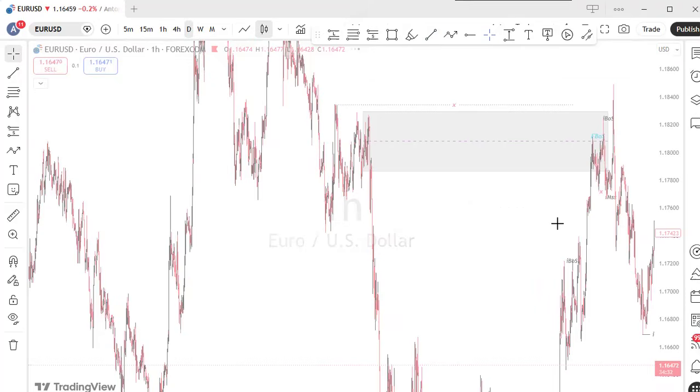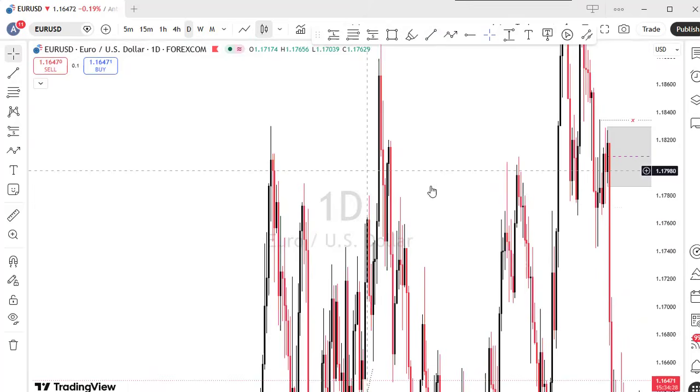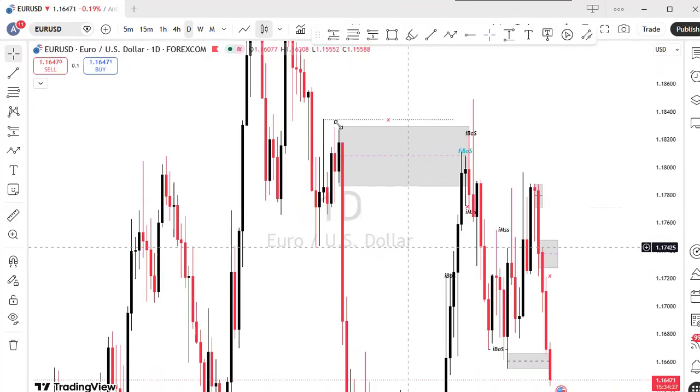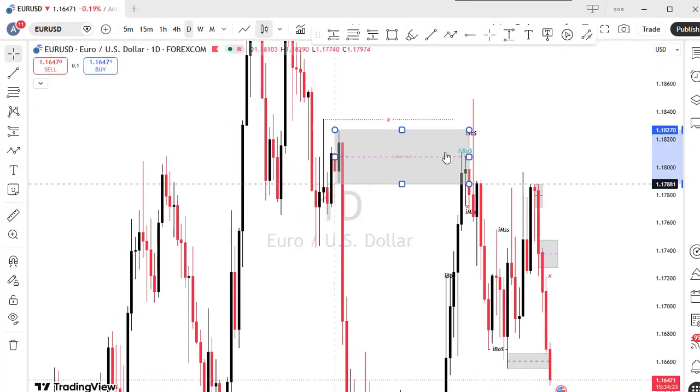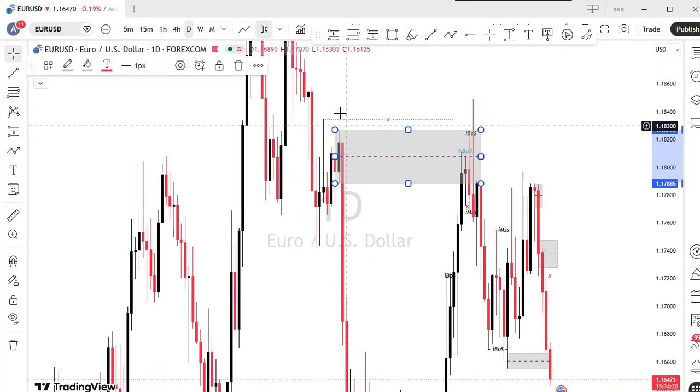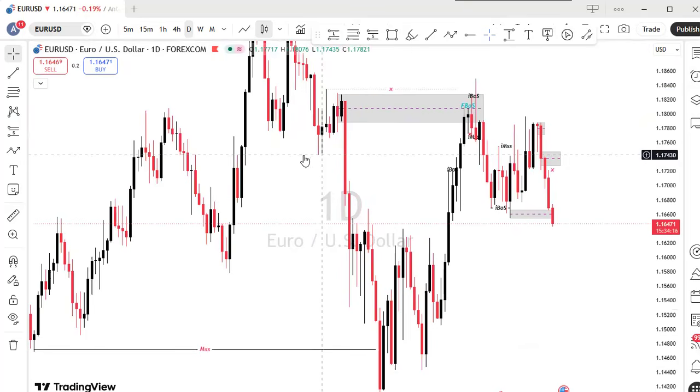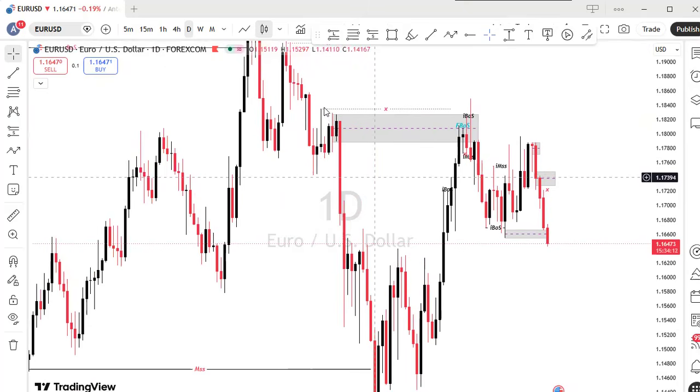And when we go to the daily, what do we see? You can see also that despite the market coming to this point of interest and respecting it, it pushed higher to sweep this liquidity, because you can see we have this structure here. We have this fractal break here, and this becomes our high.